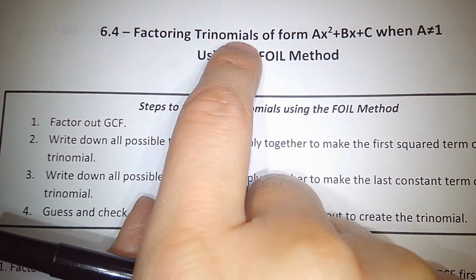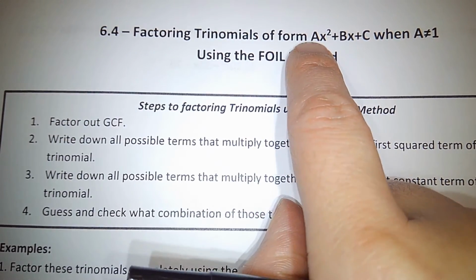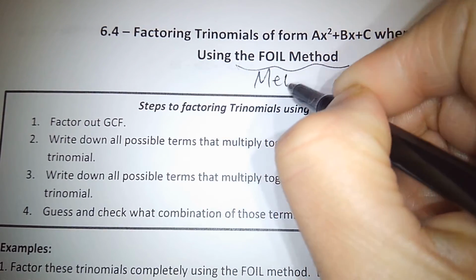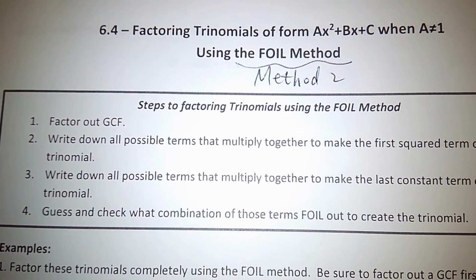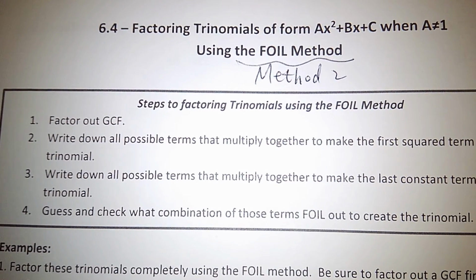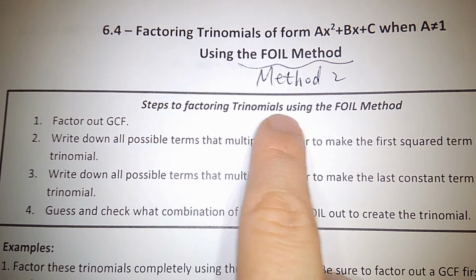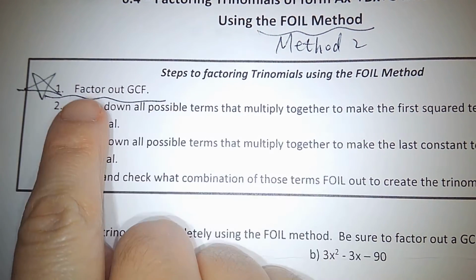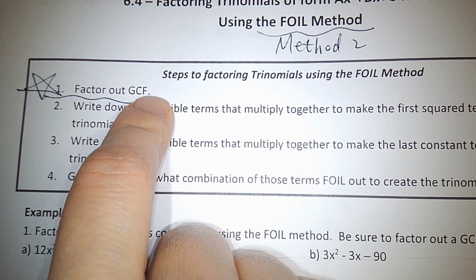Continuing factoring trinomials of the form ax squared plus bx plus c, where the coefficient a cannot be 1. Now this is a second method. Method 2 is called the FOIL method. We can also call it the check and guess, or guess and check method. The first step to factoring a trinomial using the FOIL method: always factor out the greatest common factor for any factoring question.